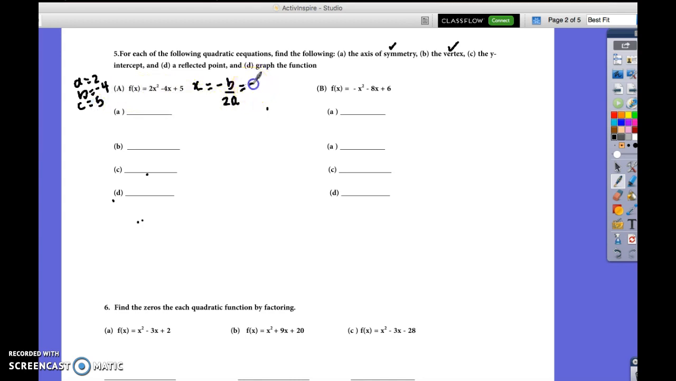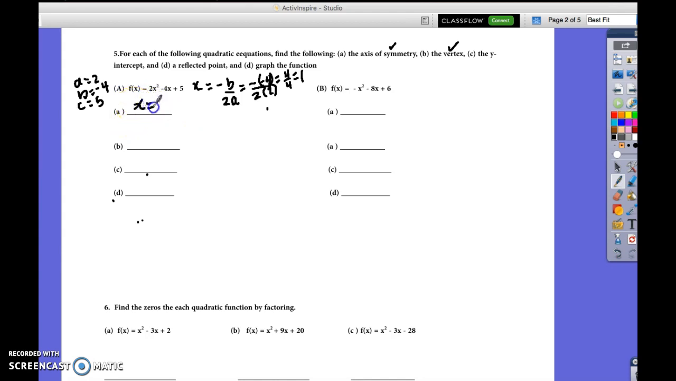Negative B, and B itself is negative 4, so it should be like that. Over 2a, 2 times a, which is 2. So minus negative would give me a what? Positive 4 over 2 times 2 is 4. So that's going to be 4 divided by 4 is 1. So this right here would be my axis of symmetry.